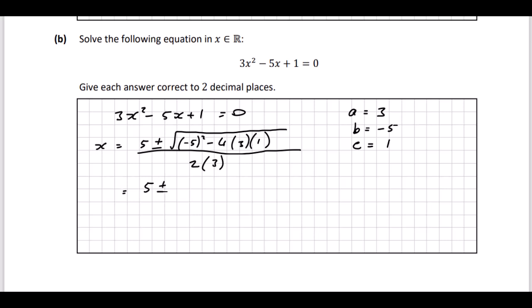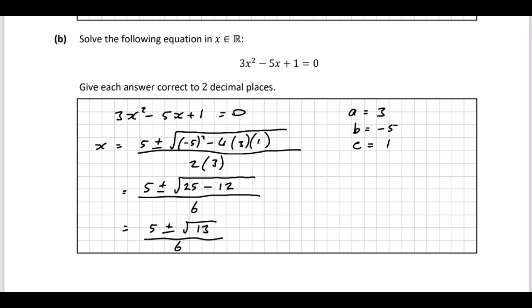So we got 5 plus or minus the square root of minus 5 squared is plus 25. It's a common mistake here to write down minus because you see a minus here, but remember you're squaring the minus as well. So minus times minus is plus, so that's 25. Here we've got a minus times a plus, so that's going to be minus 3 times 4 is 12. So we have, let's see, 5 plus or minus the square root of 25 minus 12, that's 13. So these are our two answers here.